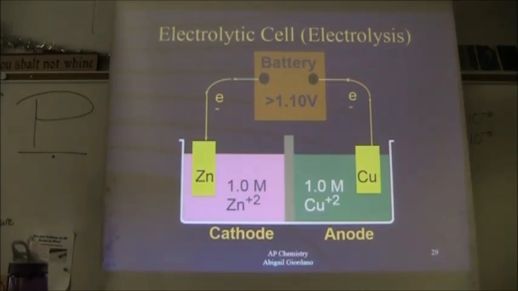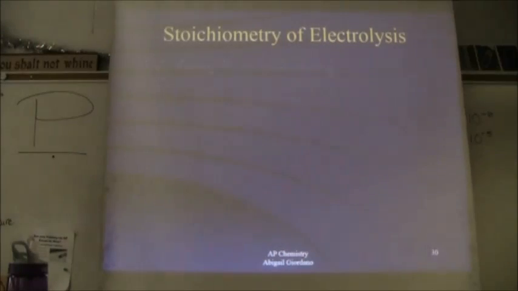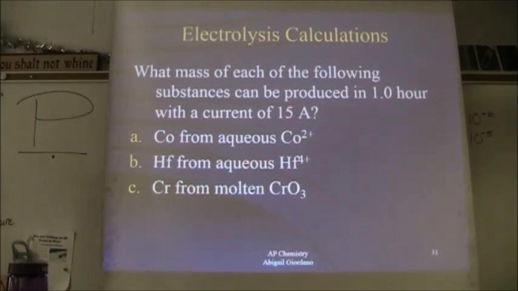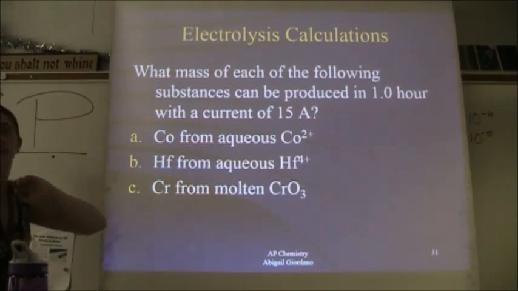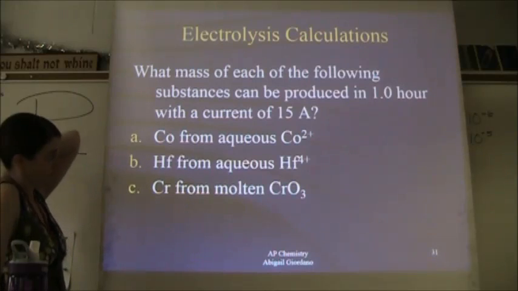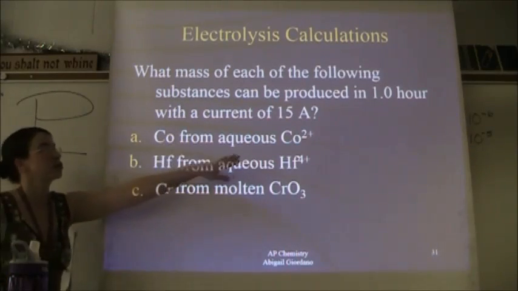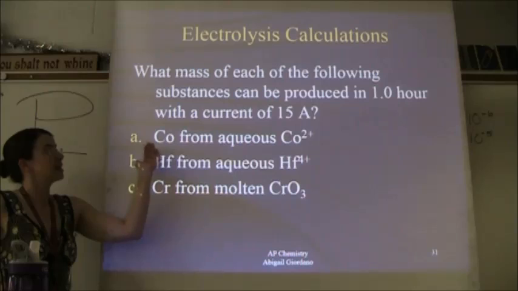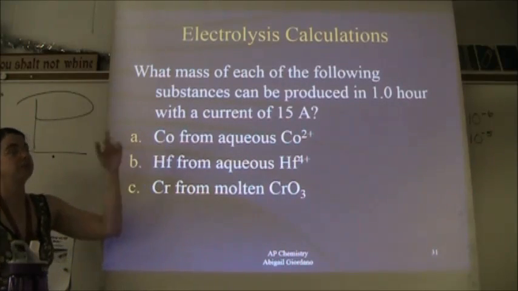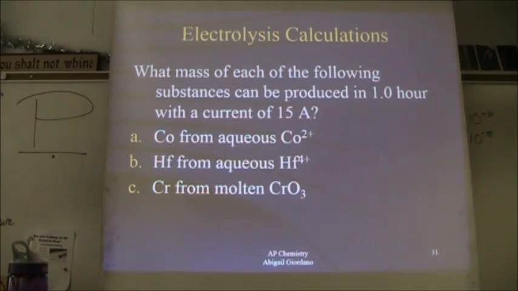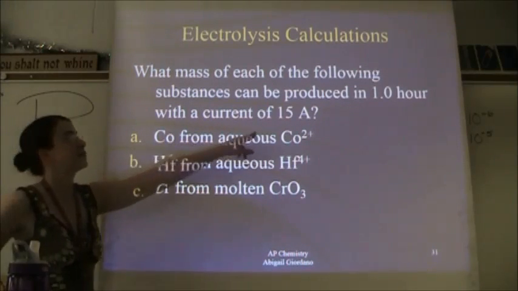Now, there is math associated with this. It's easy. I'm going to walk you through a sample problem here, and those of you that are gifted in physics, you're going to help me out. We're going to do letter A together. What mass of each of the following substances can be produced? In letter A, I am trying to produce solid cobalt. How much can be produced in 1 hour with a current of 15 A?